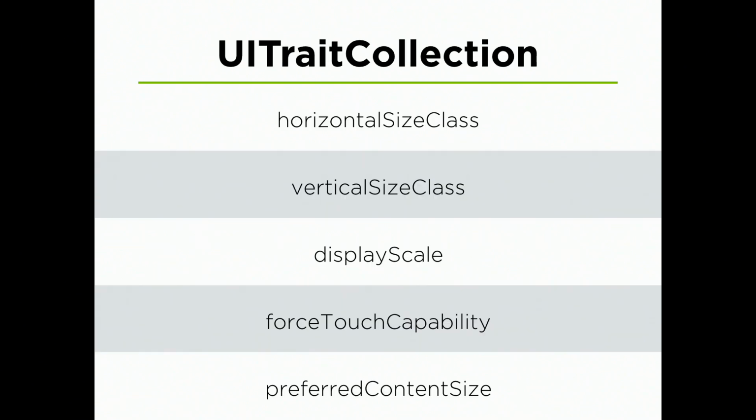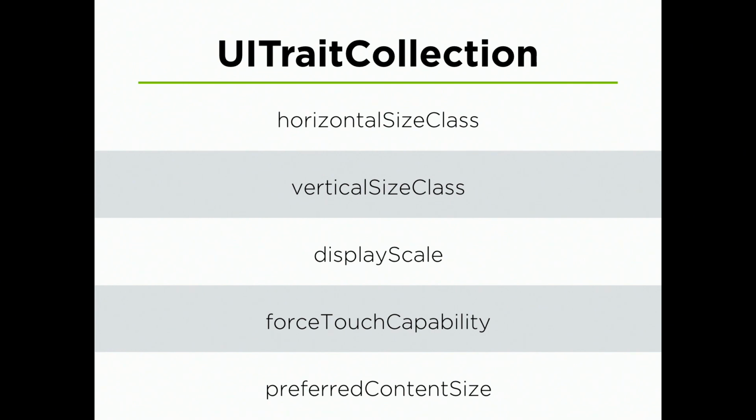And of course, you can make trait collections manually, but it gets a little bit verbose, and you'll lose a lot of the information. These are some of the properties that TraitCollection has. I didn't go through all of them. There's also display gamut and a few others, but these are the most important most of the time. We've got the two size classes, which I'm sure you're all familiar with, and a display scale, which is the scale multiplier that used to be on UIScreen, but you can access it through trait collections. So it'll be 2x, 3x.